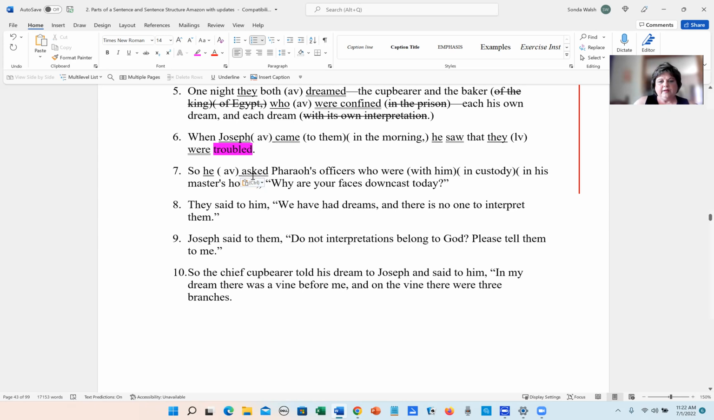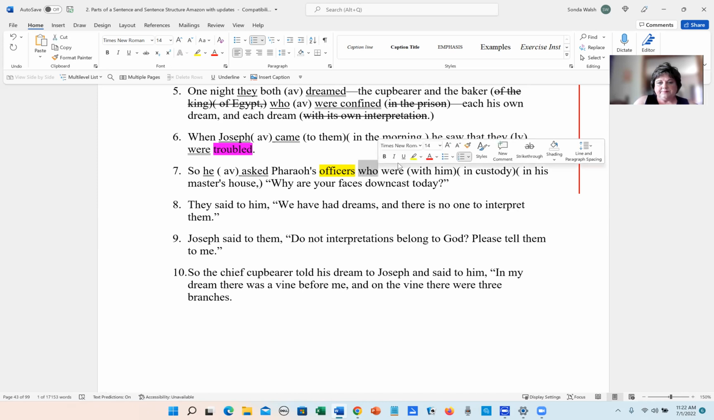Okay, he asked who. He asked what? Well, he asked who is Pharaoh's officers. So the word officers is our direct object. And there's not an indirect object because Pharaoh's is telling which officers. So that's all the words that we have in between the verb and our direct object. So let's go to the next part.